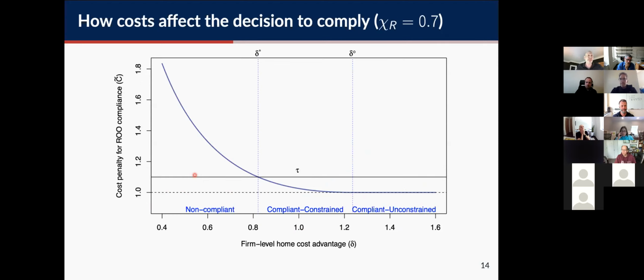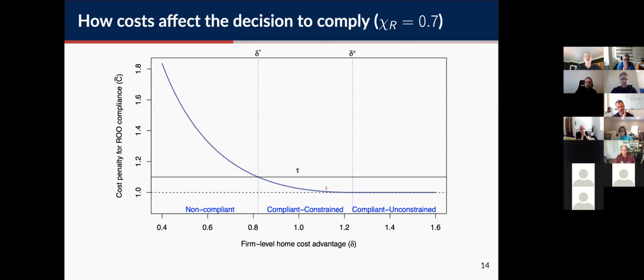non-compliant. In this simple model, nothing's going to happen to the assembly location decision. When we endogenize the assembly location decision, these firms are going to be very likely to also be moving assembly away from home. And I'll show you that in a few minutes.